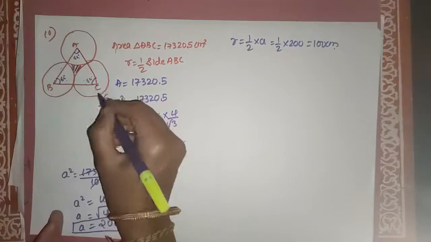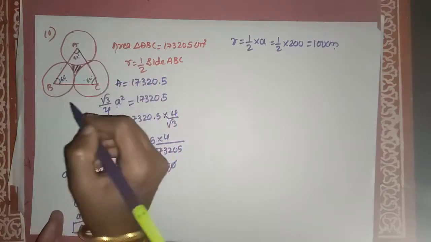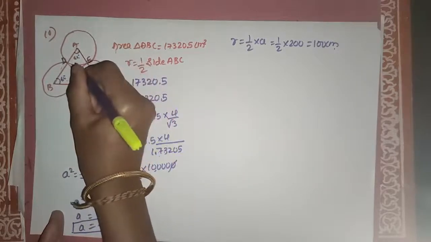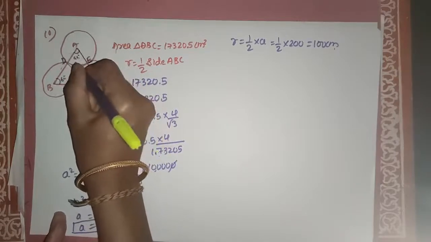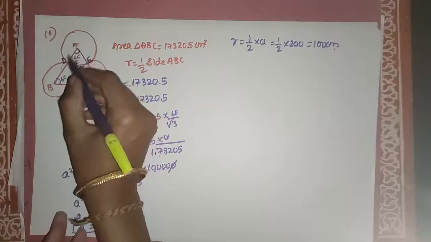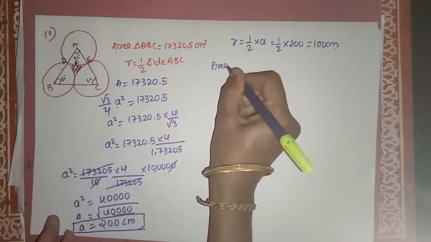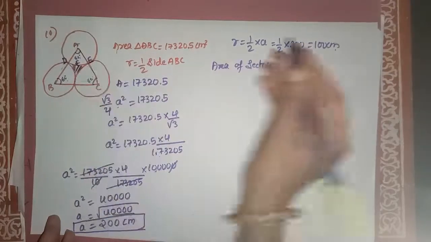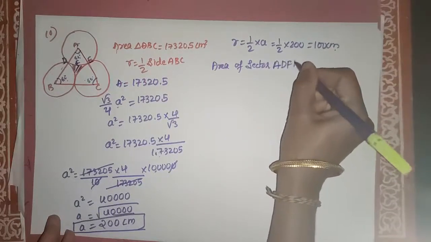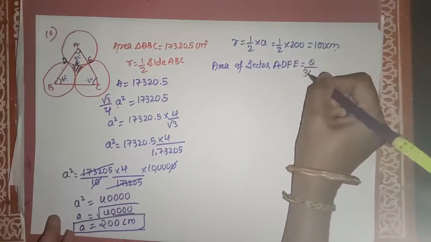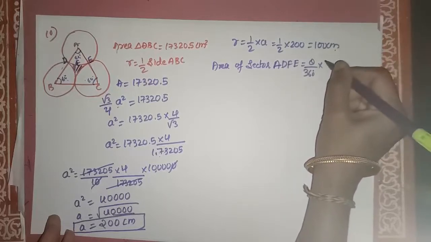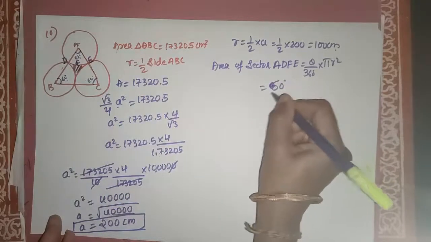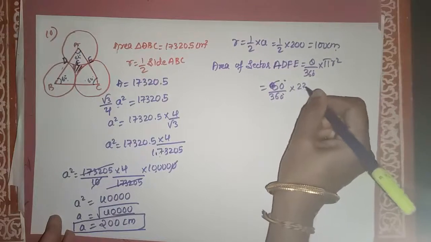Okay, so here I take the three sectors. I take A, D, E, F. Okay, here I take F. So I calculate one sector. Area of sector A, D, F, E. We know theta by 360 into pi r square. Theta is how much here? 60 degree. 60 divided by 360 into pi, which is 22/7.